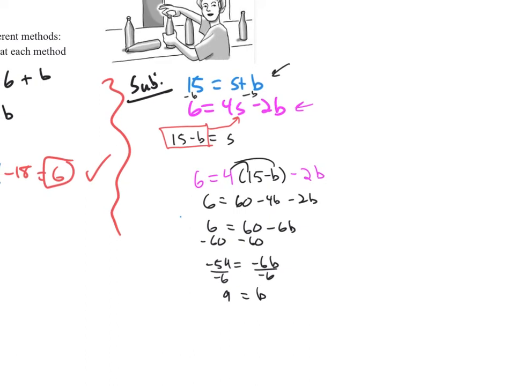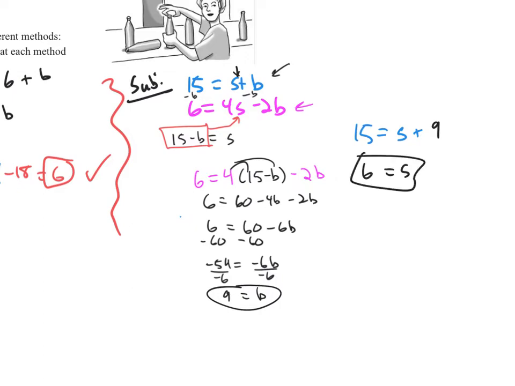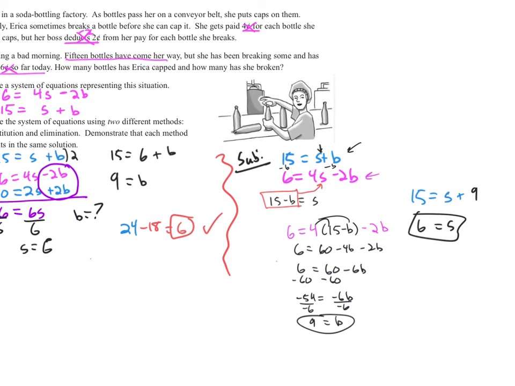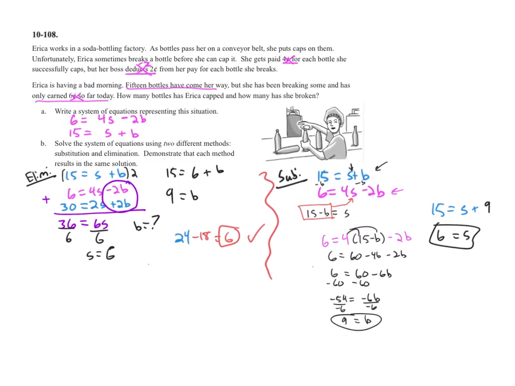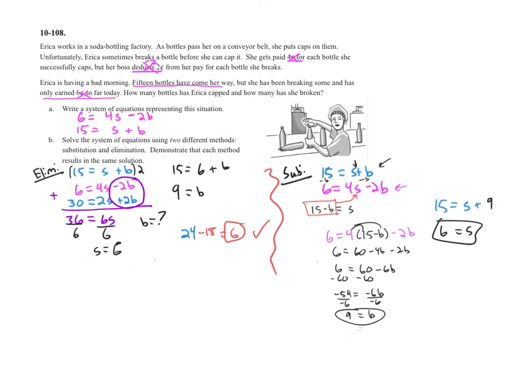So then same thing as last time, I'm just going to take this value and plug it back into my original equation right there. So I'm going to have 15 is equal to the number of successes plus the number of breaks, which we just found out was 9. Solve for S. Found out that S is equal to 6. These 2 solutions agree, which is good because both of these methods should be showing you the same answer. They're just different methods to get there.